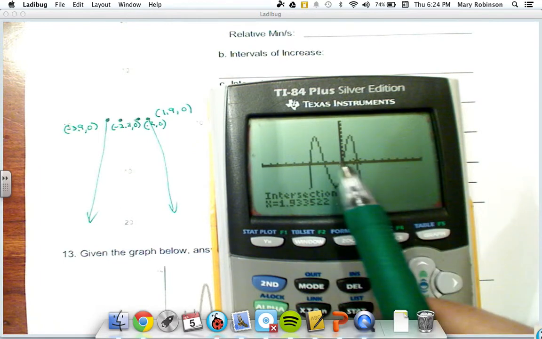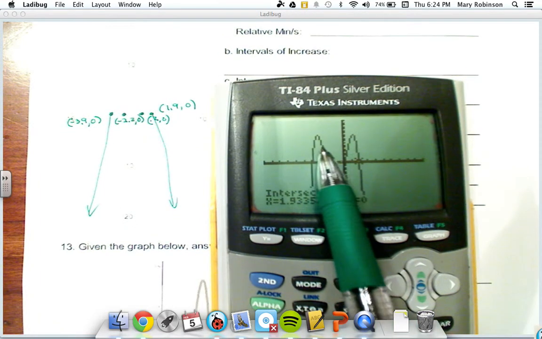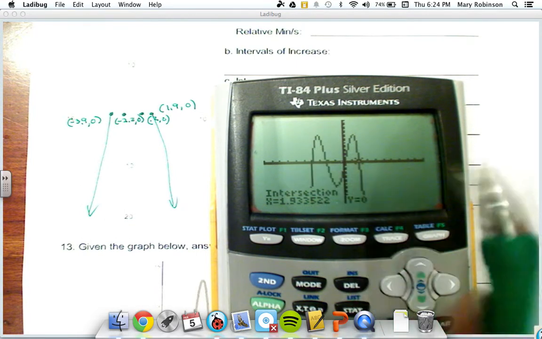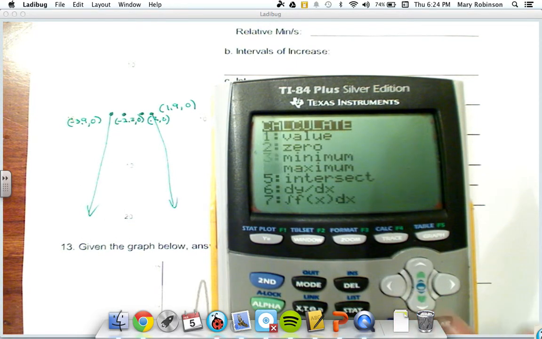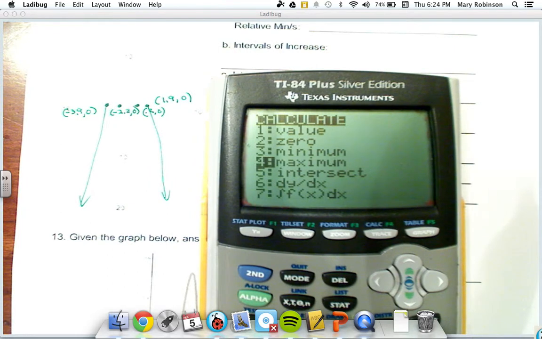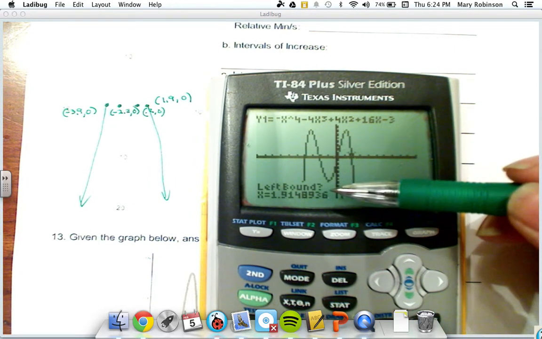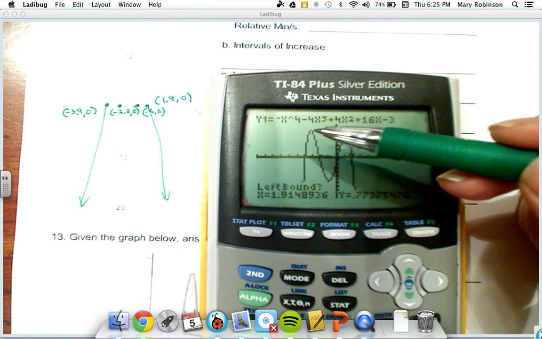So I'm going to start here, and if you notice, you've actually got 2 max points. You've got one here, and your 1 min. So I'm going to start on the left, second trace maximum, so you can either press 4 or scroll down to 4 and hit enter. Now what we have to remember is we do have to set a left bound and right bound for this point. Do not go directly to that point and hit enter, enter, enter like we did for the intersection. This is a different set of instructions.